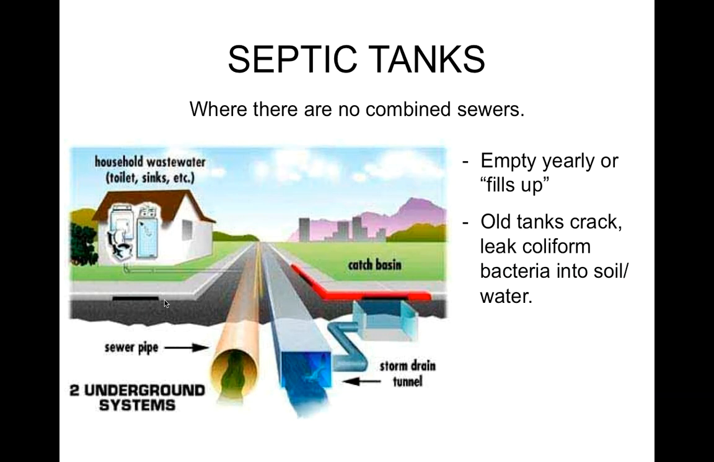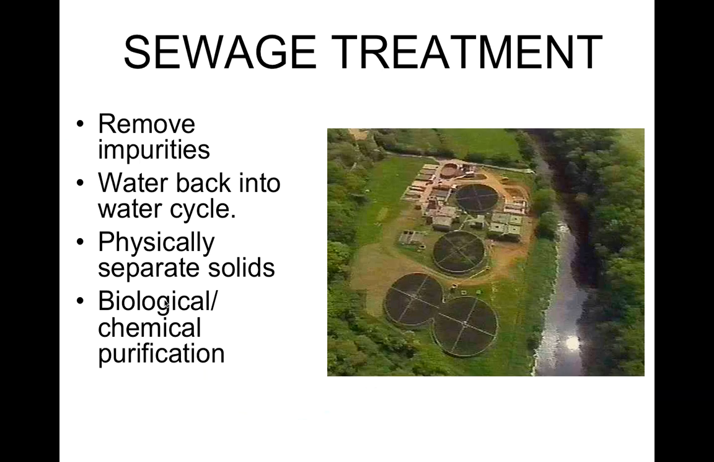You also have to change old tanks every once in a while because the tanks will crack. They can leak different bacteria into our soil, which can then get into our water quality. So if you're on a septic tank, you just want to make sure that it is working properly and you're having it emptied every year.